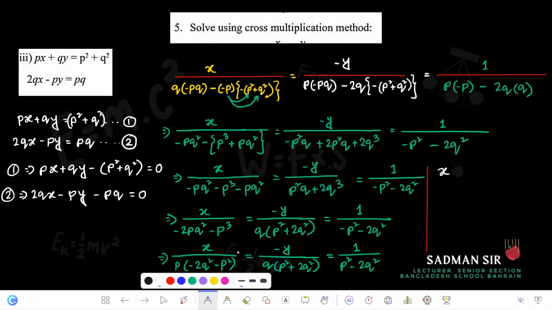So now what we will do, this x part we will write equal to this one, x divided by p, here we have minus. If I write minus p square first, there is no problem, minus p square first, and then I will write minus 2q square. Why did I do so? You will understand after a little bit. 1 divided by p square minus 2q square.